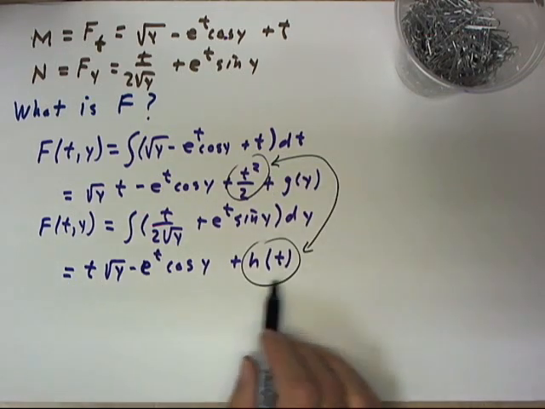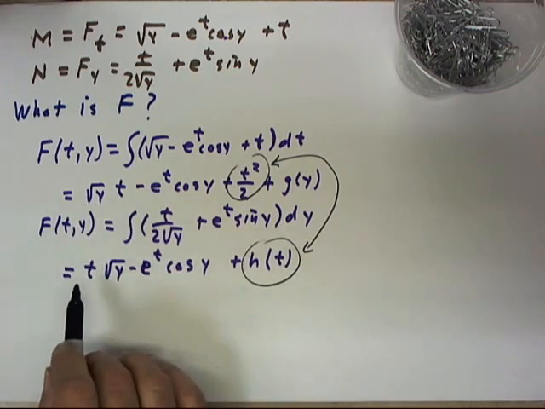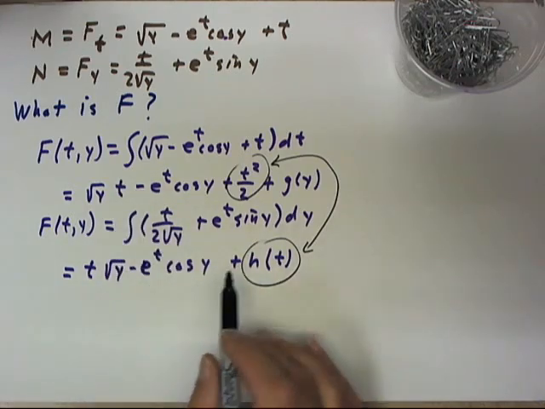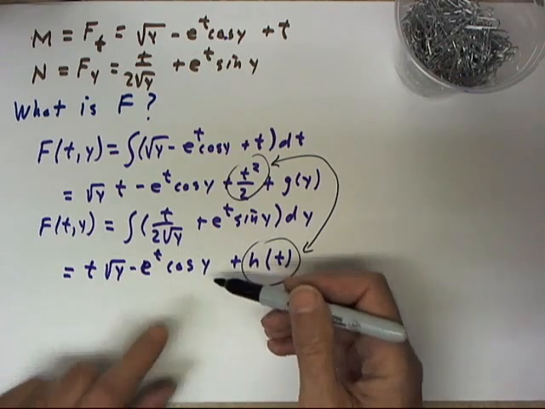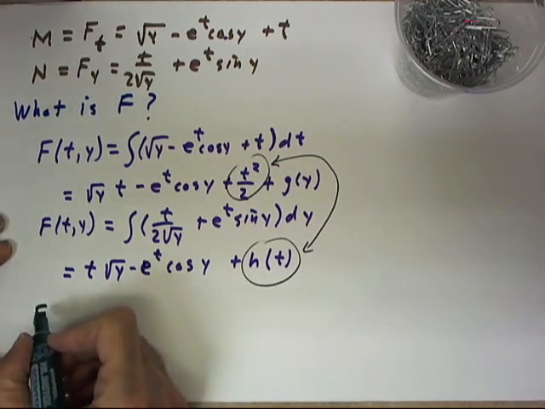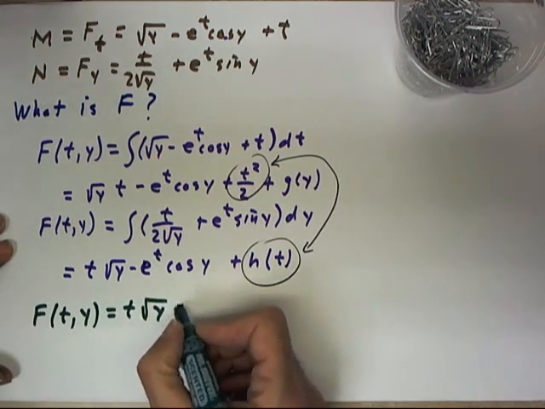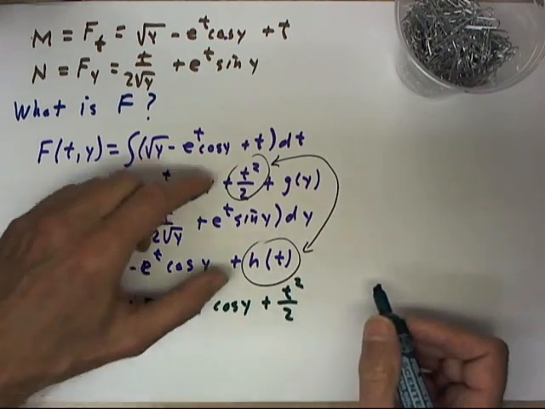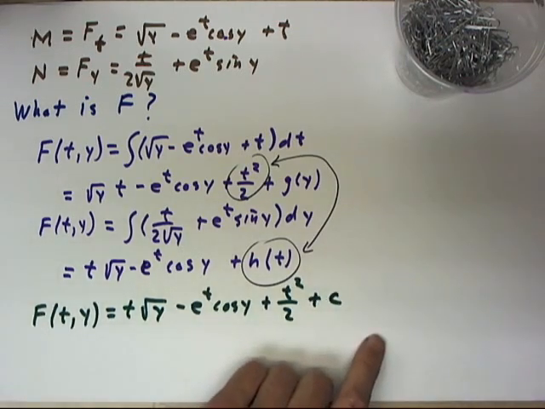Now, do we have anything in this function that we don't have in this function? Well, we've got square root of y times t, or t times square root of y in either order, and we've got an e to the t cosine y, which is negative. So we don't really need a g of y, except that we're going to let g of y just equal a constant c. We don't need any more functions of y. And we can write this then as f of t,y equals t square root of y, let's use that order, minus e to the t cosine y, plus t squared over 2, which covers our t squared over 2 here, and it's an h of t, plus g of y, which we're going to call c.